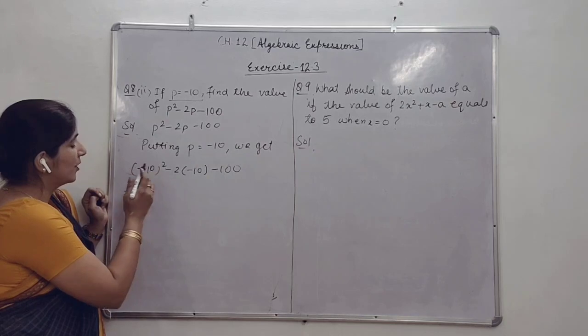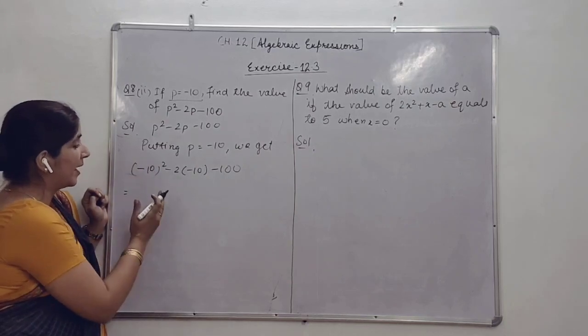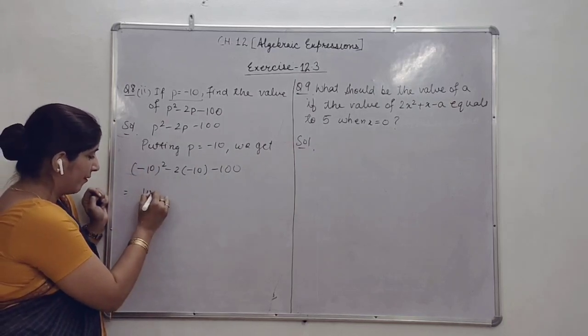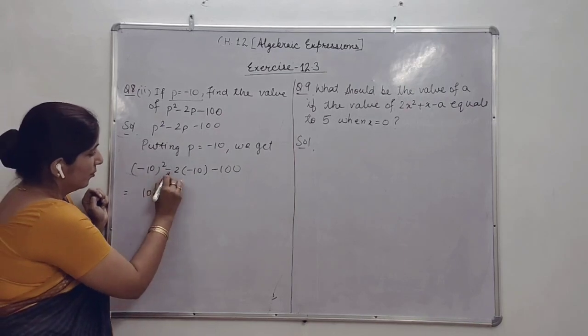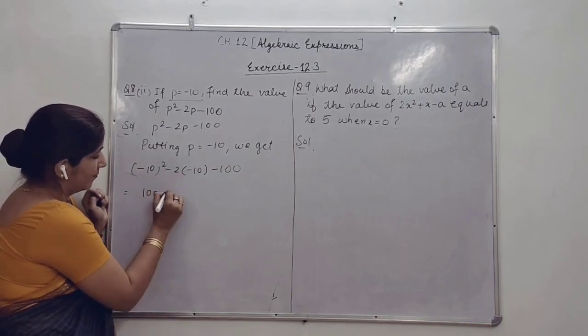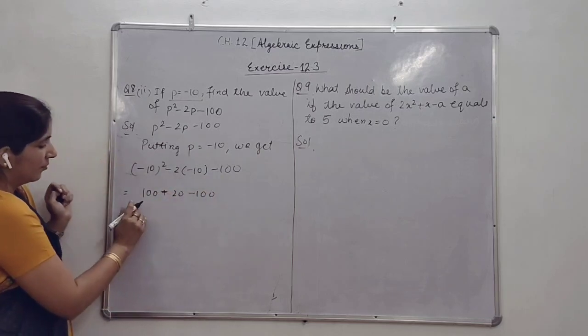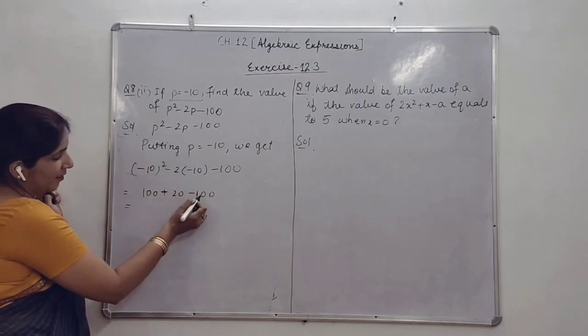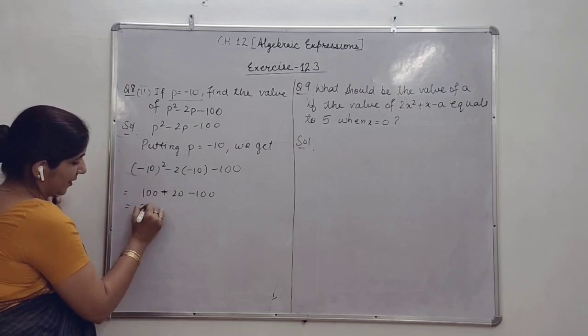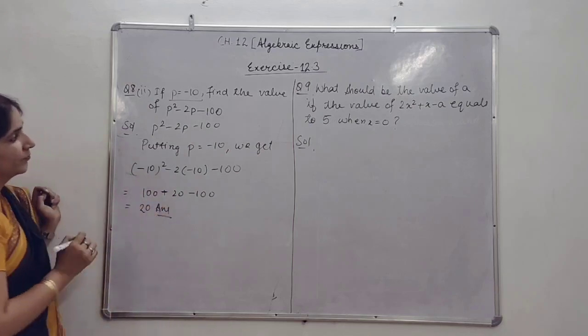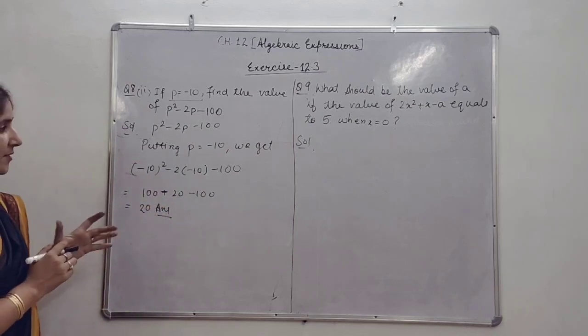Right? So now minus 10 square means minus 10 multiplied by minus 10, so it will become 100. Okay? So minus 2 into minus 10 will become plus 20. Here minus 100. So this plus 100 and minus 100 will become 0. So the answer is 20. This will be the answer of the 8th question, second part.